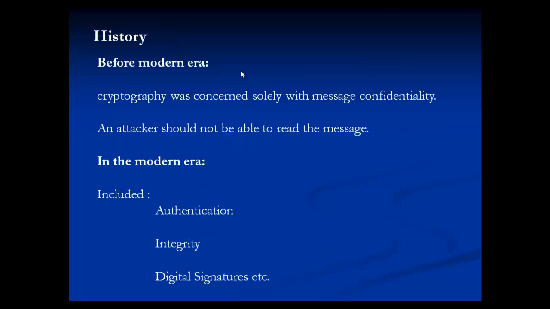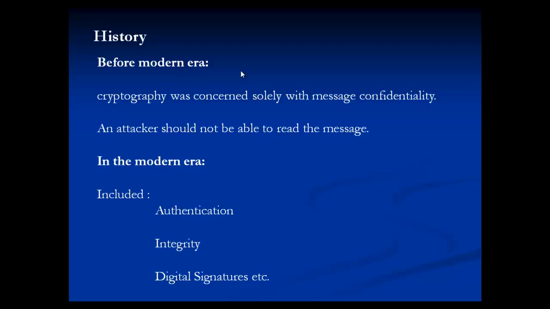Coming to the history of cryptography, before the modern era, cryptography was concerned solely with message confidentiality. This means we encrypt the message using a key and send it to the destination. If an attacker gets the encrypted message, he should not be able to decrypt it without the key used to encrypt the message.